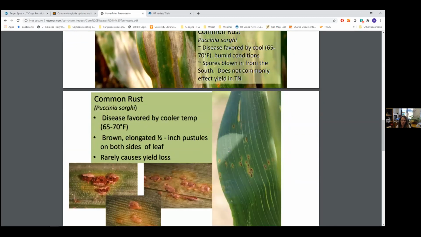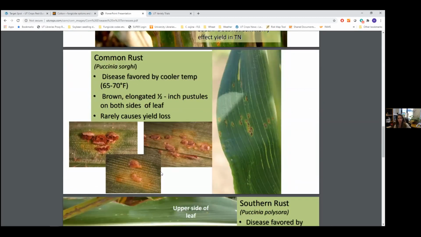Common rust is one of two rusts that are important in corn. It's very important to know the differences between them, because one causes yield loss and one does not. Common rust does not cause yield loss. It's favored by cooler temperatures. The lesions are going to be more brown in color, elongated about a half inch, and these pustules will be on both sides of the leaf. As my predecessor, Melvin Newman, used to say, think common. Common is on both sides of the leaf.